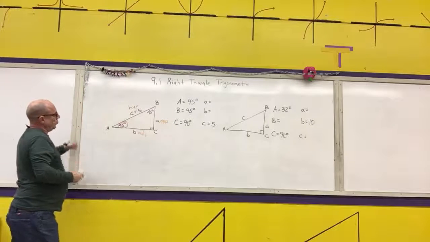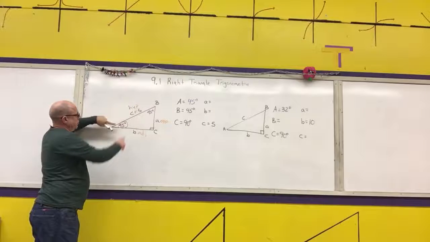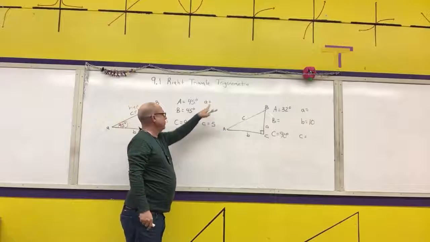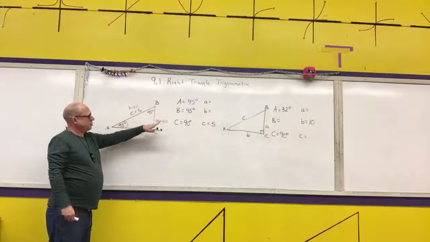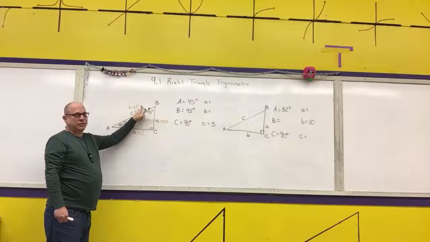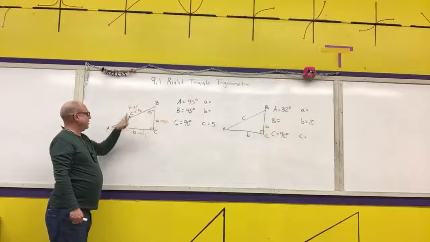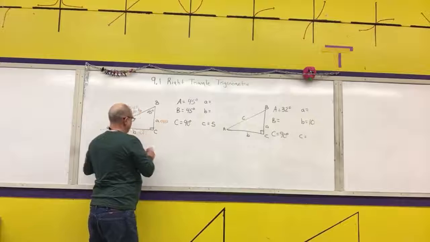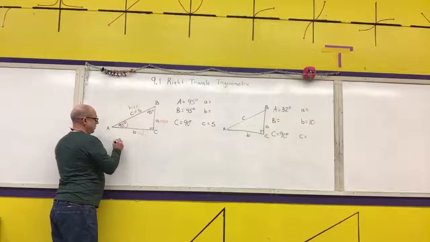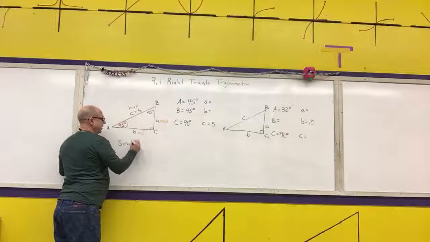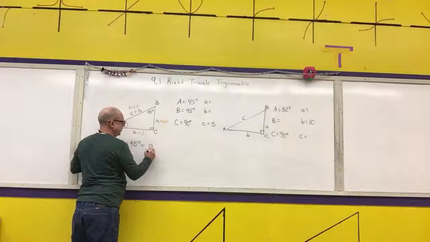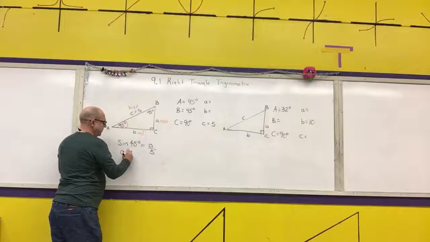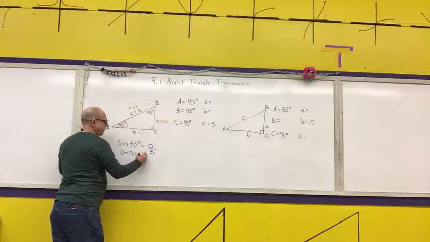Then I want to look at what they gave me, which is C, the hypotenuse, and what I want to find. I want to find A. Well, A is the opposite. So which trig function has opposite and hypotenuse in it? That would be sine. So I know that the sine of 45 degrees is equal to A over 5. Multiply both sides by 5, and you get A is equal to 5 times the sine of 45 degrees.